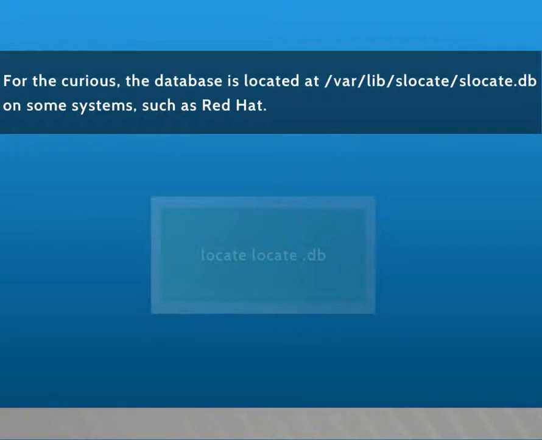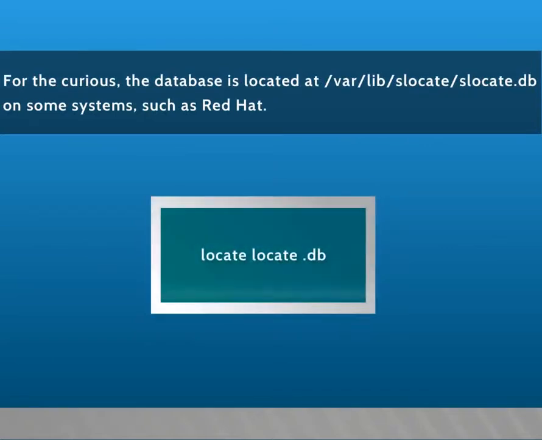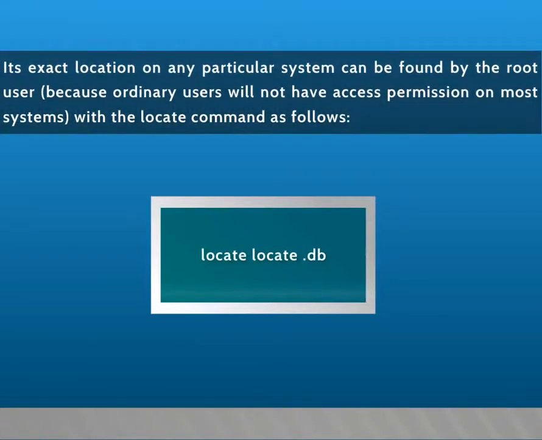For the curious, the database is located at /var/lib/slocate/slocate.db on some systems such as Red Hat. Its exact location on any particular system can be found by the root user, that is because ordinary users will not have access permission on most systems, with the locate command as follows.